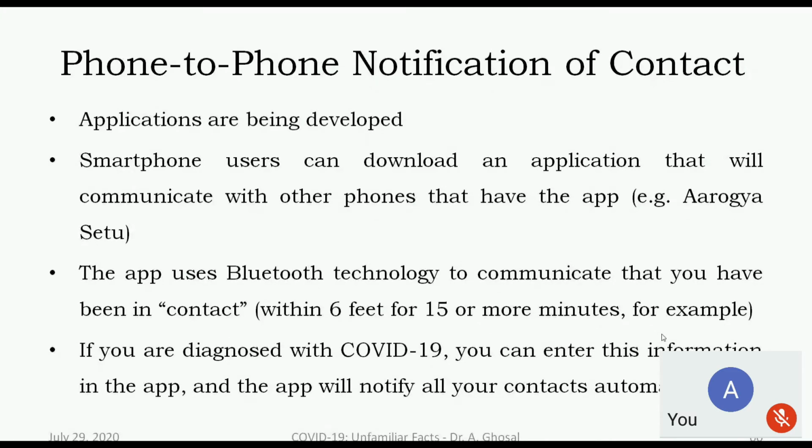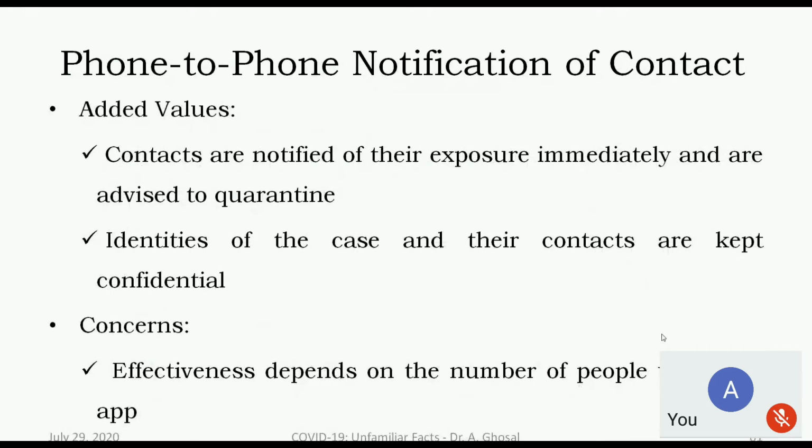They can exchange the information on whether there are any contacts or any reported COVID-19 positive cases. Based on that, they will give a warning that you were exposed to a COVID-19 positive case. If you are diagnosed with COVID-19, then you can also submit that information through this app directly to the government, so that this information can be spread to other persons using the same app, and they will get notified that they were exposed to a COVID-19 positive case. But the added value is that the contacts are notified of their exposure immediately.